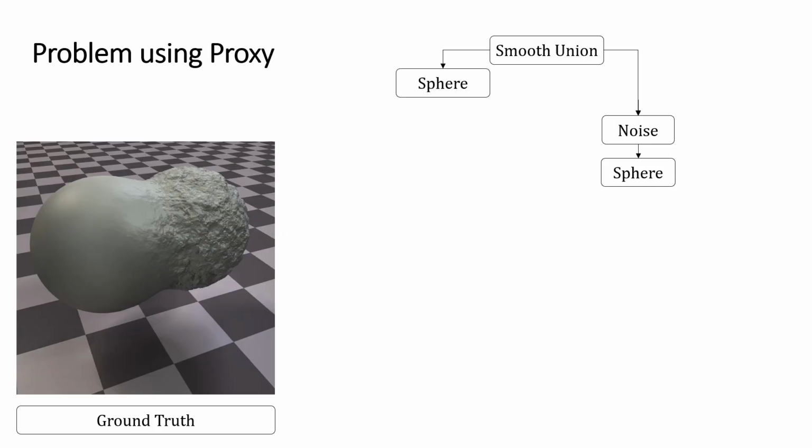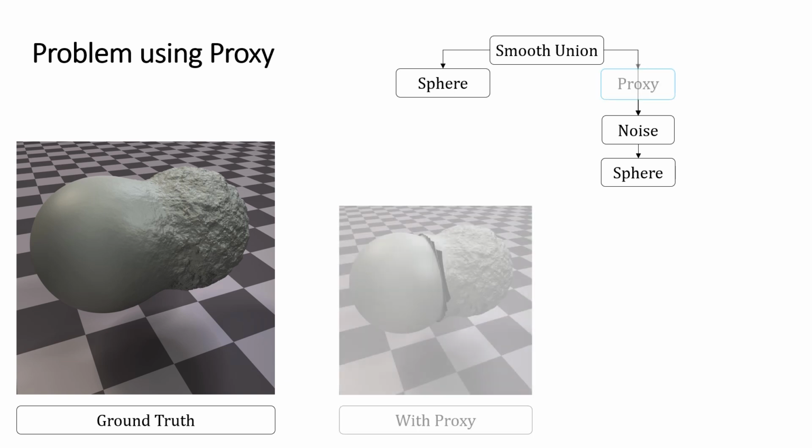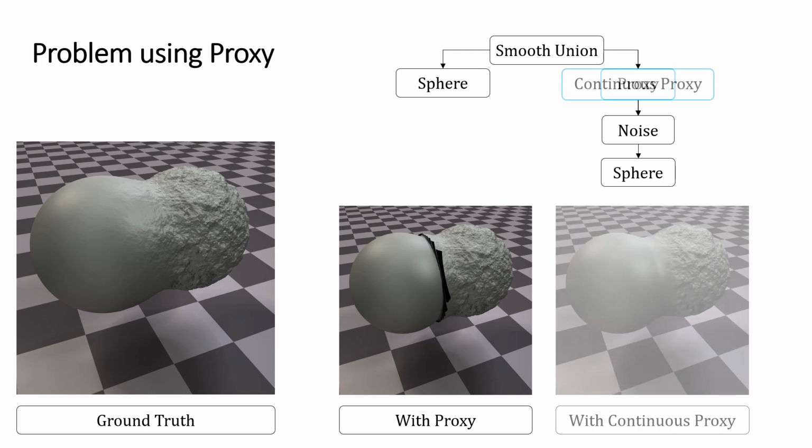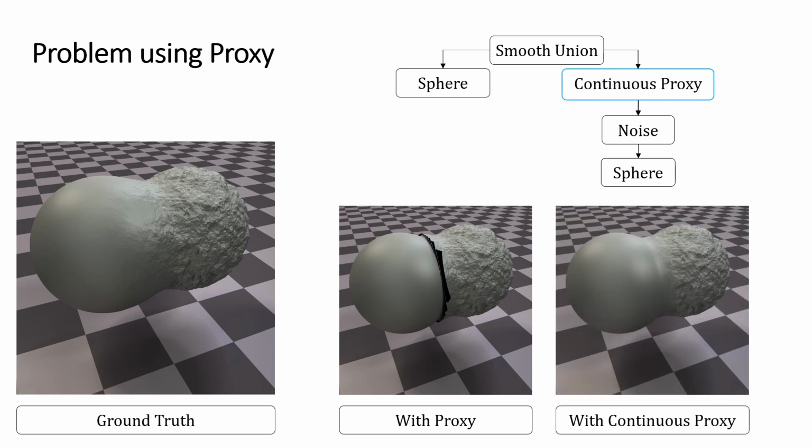Depending on certain operators, care must be taken when using proxies. For example, in this case, the proxy node introduces a discontinuity on the surface when combined with noise. To resolve this issue, the use of a continuous proxy is required.